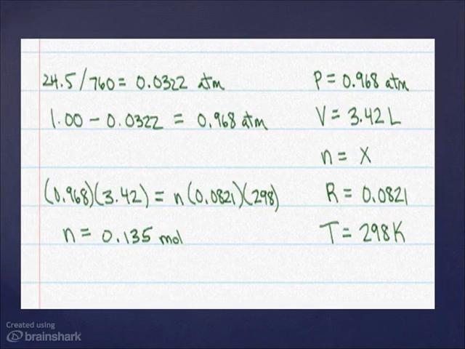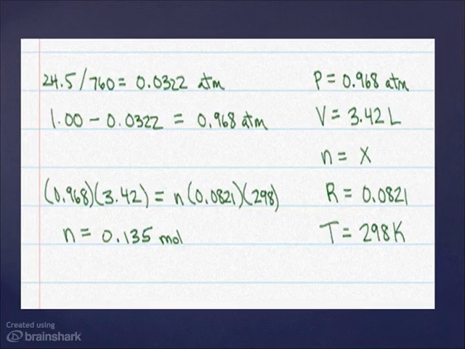Alright, so the first calculation that I have on here is just changing the 24.5 torr over to atmospheres first. If you divide that by 760, you end up with 0.0322 atmospheres, and that's the partial pressure of water vapor. Now, because we have a total pressure of 1, and we just figured out the partial pressure in atmospheres of water vapor, we can subtract those two to get the partial pressure of O2. So the partial pressure of O2 in this case would be 0.968 atmospheres.